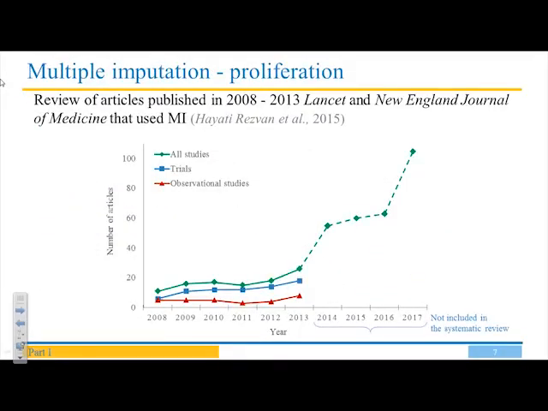Sorry, I didn't understand the dotted line. Is that real data? It's real data, but it's not included in our systematic review. So I just did a quick search in the Lancet and New England Journal of Medicine, just looking at those articles that use multiple imputation. And this is just the number of the articles that use multiple imputation since 2014. But these are the articles that we included in our systematic review.